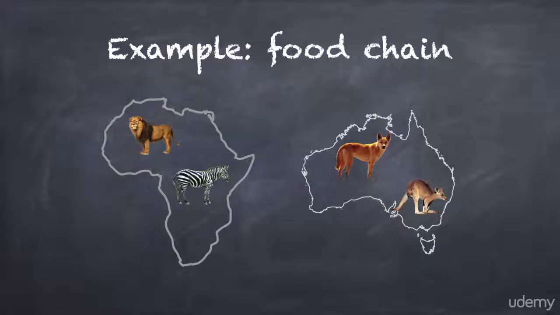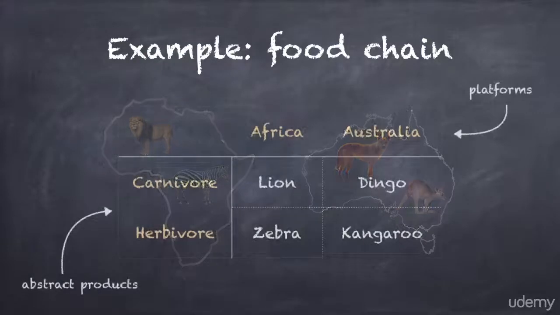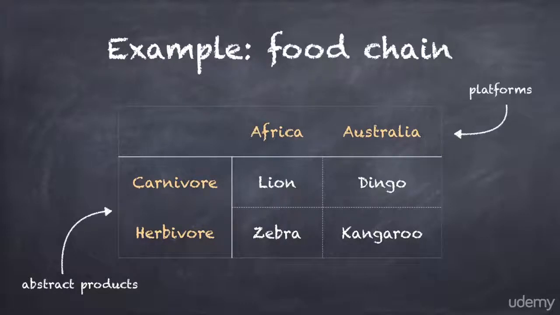So these are the objects I'm going to need. You can see that I have two abstract products, carnivore and herbivore. I also have two platforms, Africa and Australia. The matrix contains four products: lion, zebra, dingo, and kangaroo.